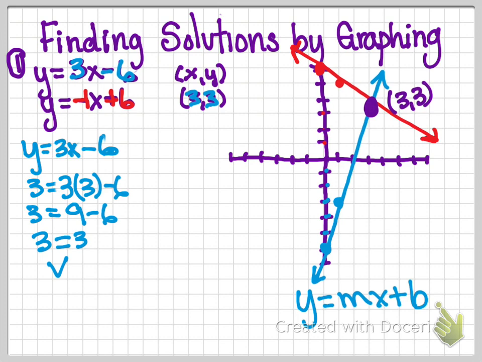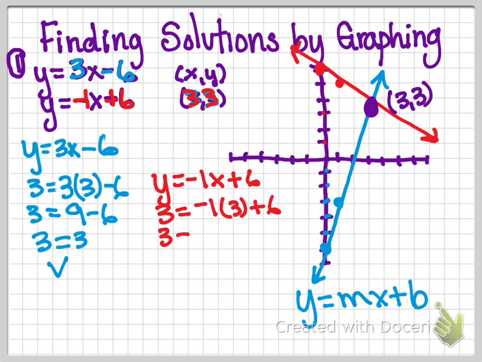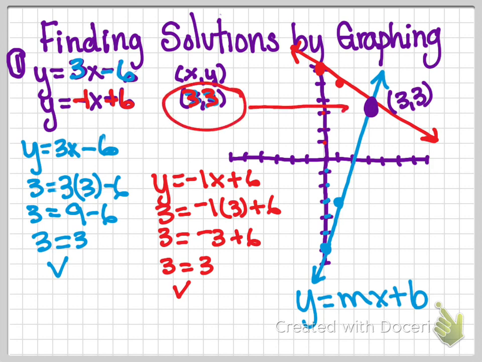So we know that when x is 3 and y is 3, it makes this equation true. So let's now try that with the other equation in this system of equations, which is y equals negative 1x plus 6. I'm now going to replace x with 3 and y with 3, because we said that was the solution. Y gets replaced with 3, x gets replaced with 3, and now we solve. Negative 1 times 3 is negative 3, and negative 3 plus 6 is 3. So that is a true statement. So we know that the solution to the equation is 3, 3. And we can see that by where they intersect on the graph.